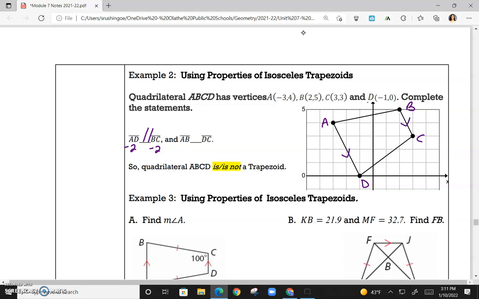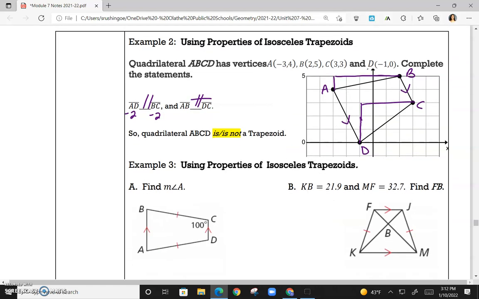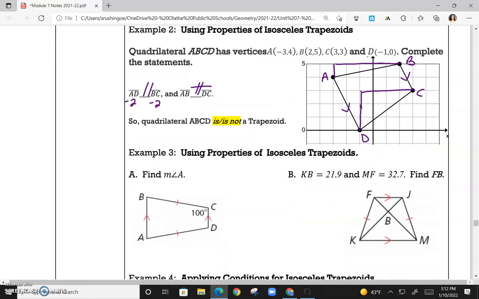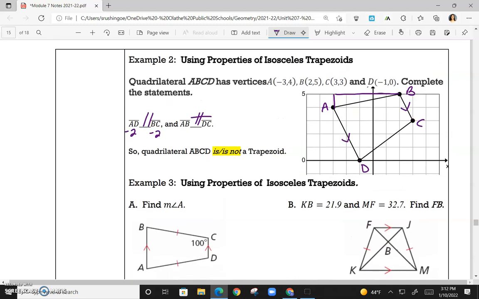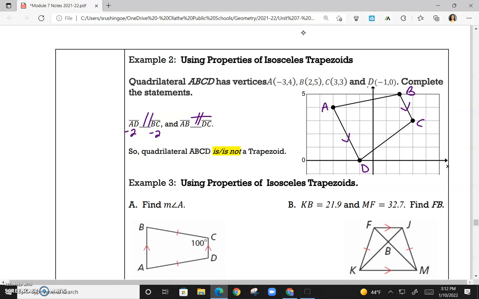And then for AB, we're going to go up 1 over 1, 2, 3, 4, 5. And then up, looks like 1, 2, 3 over 4, 3 over 4. Those are definitely not parallel. And so, is it a trapezoid? Well, we only need one pair of those opposite sides or bases parallel, and so it is a trapezoid. It's just not isosceles.